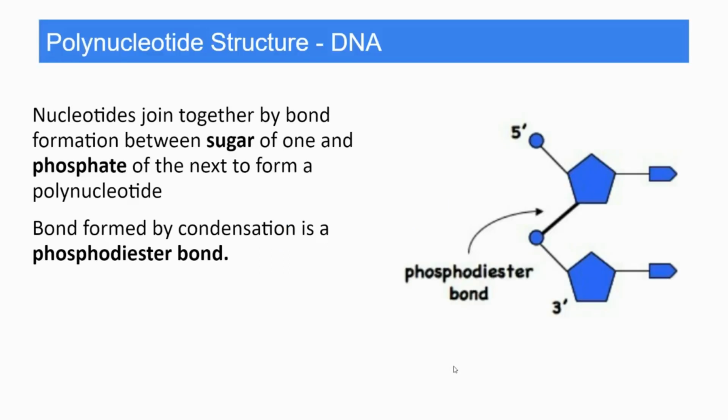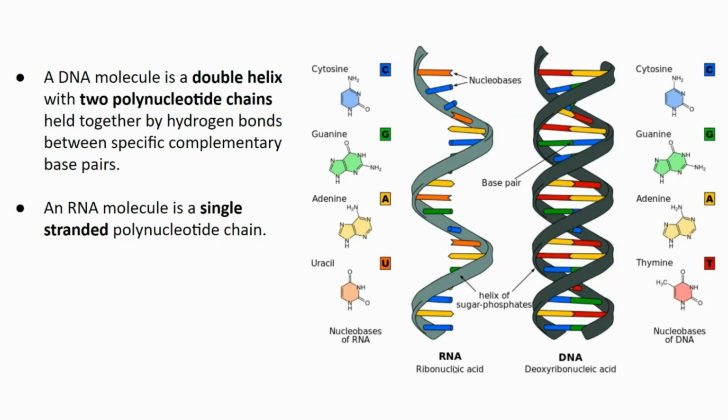Now let's talk about the polynucleotide structure of DNA. As we know, nucleotides join together by bond formation between the sugar of one and the phosphate of the next to form a polynucleotide. The bond formed by condensation is known as a phosphodiester bond. A DNA molecule, as you'll know, is a double helix. It has 2 polynucleotide chains held together by hydrogen bonds between specific complementary base pairs. An RNA molecule, on the other hand, is a single-stranded polynucleotide chain.